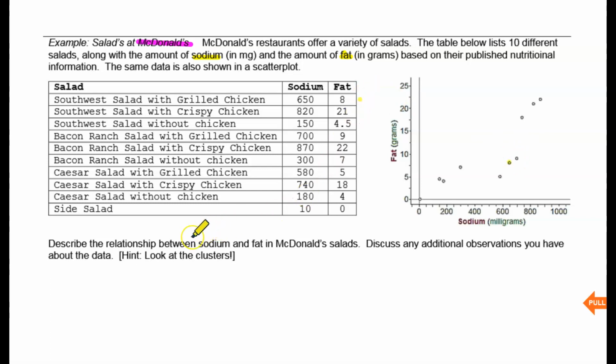What we're asked to do here is describe the relationship between sodium and fat in McDonald's salads. Discuss any additional observations you have about the data. And I've given you a hint here, and that is to look at the clusters. I'd really like you to shut down the video now and do some of that analysis on your own without just watching me pull the solution out. Take a look at the data and see if you notice anything. You should pause the video now. Seriously, pause it now and do the work on your own before I show you mine.